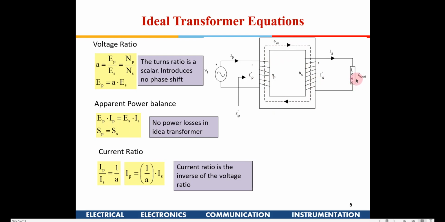Okay, now let me first discuss the current ratio. So the current ratio I primary divided by I secondary will be 1 by A. If you see here, if you replace the E power by V into V divided by I, you will get this ratio. I primary will be lesser, it will be 1 by A. That means if the voltage is high, the current will be lower. Okay, so this is the third equation. So these are the three fundamental equations.